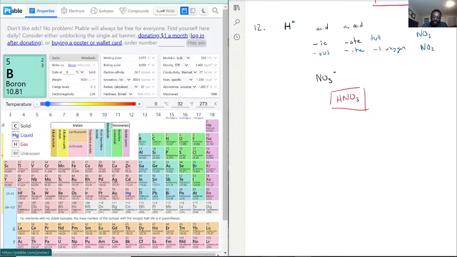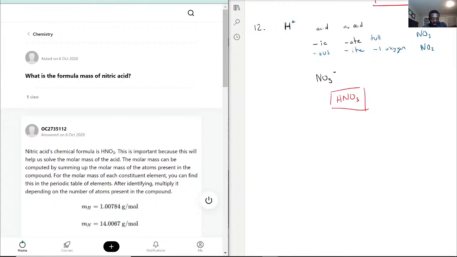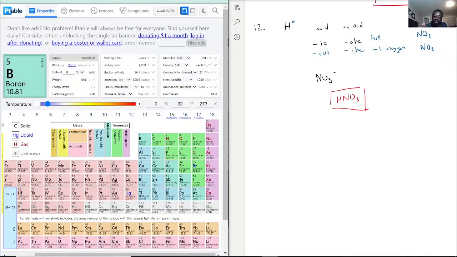So that's HNO3, that's nitric acid, but that's not what the question is asking for. It's asking for the formula mass of nitric acid. So there's a part 2 of this. Now that we have the actual molecular compound, nitric acid, the formula, we now need to get its mass, and we do this the same way. 1 hydrogen, 1 nitrogen, 3 oxygens.